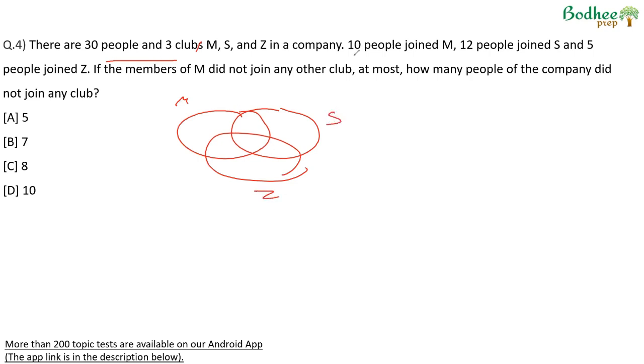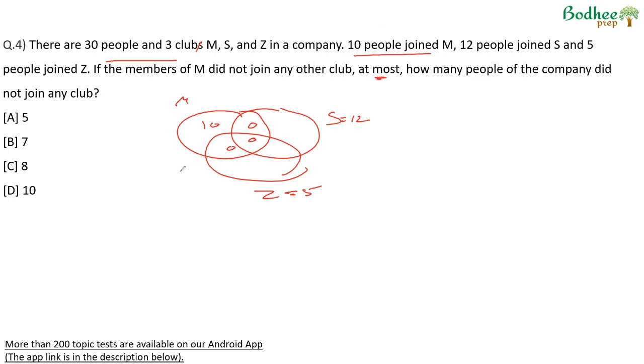10 people joined M and M did not join any other club. So there will be 10 people here because the people who have joined M have joined only M, none of the other clubs. The intersection of M with all the others will be 0. So this will be 0, this will be 0, this will be 0. S is 12 in total, Z is 5 in total.